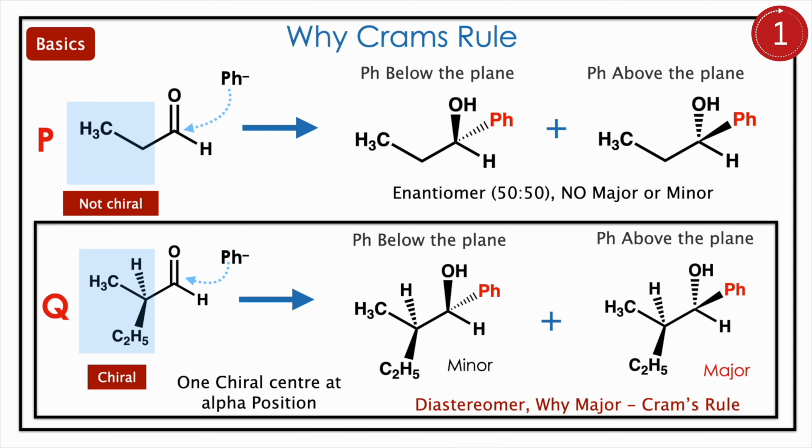If a chiral center is present, it is very interesting. You have only one product, that is the less hindered side attack product. Here one chiral center makes the difference, creates the selectivity, and a diastereomer is selectively formed. This concept is explained by Cram. The rule is called Cram's rule.